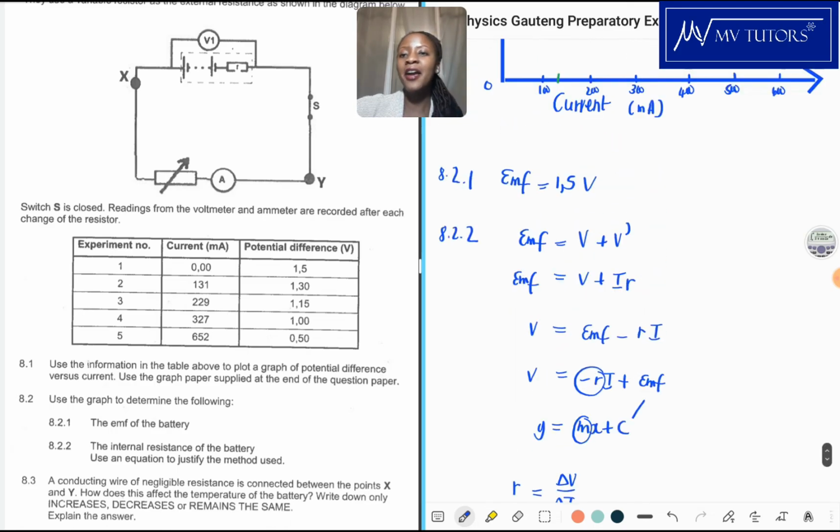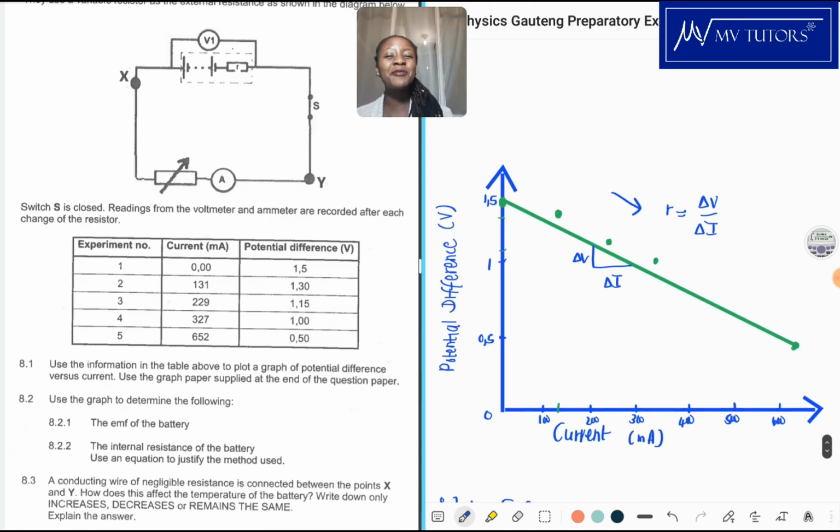Now if you have a graph like this where you have points that are off the graph, and you had your line of best fit, I think, yeah, actually these points, because I didn't draw it to scale, they should actually just shift down. But what you can do, you can always use your first and your last coordinates. Okay, so your first coordinate is 0 and 1,5. Your final or last coordinate is 652 amperes. So it's just times 10 to the negative 3, and your potential difference is 0,5. So you can just use that just to be on the safe side.